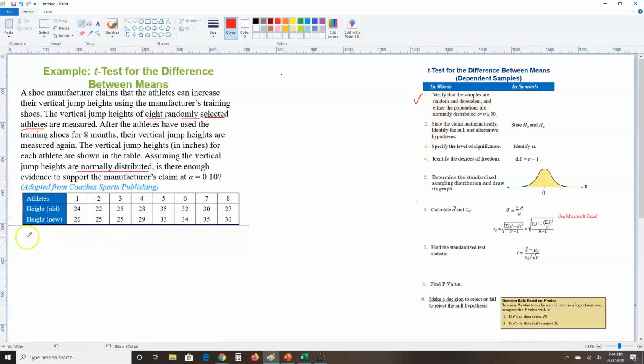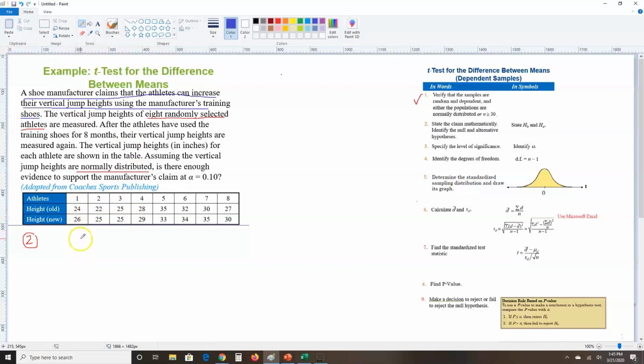Now we go to step number 2, and that's when we're going to write the claim mathematically. The claim was stated in the first sentence. A shoe manufacturer claims that the athletes can increase their vertical jump heights using the manufacturer's training shoes. So I'm going to underline that because that is my claim. However, I need to write that claim mathematically. How do I know there was an increase in the vertical jump heights? Well, because there's going to be a difference between the before and after.